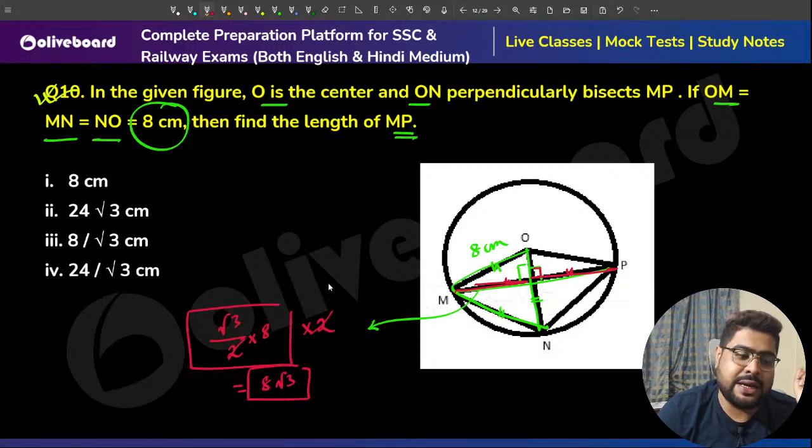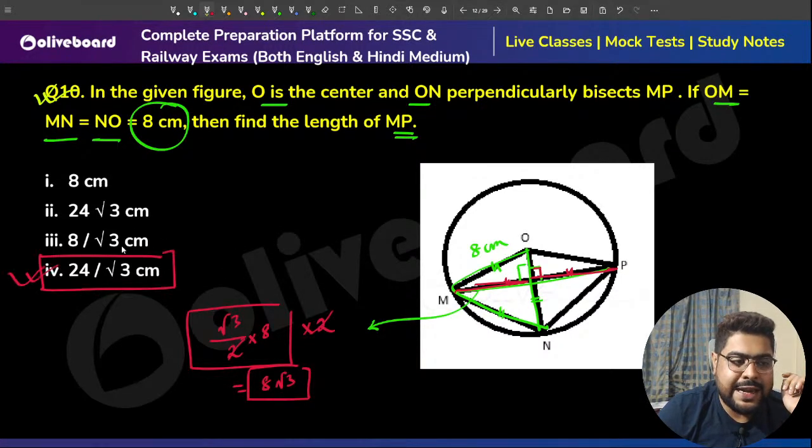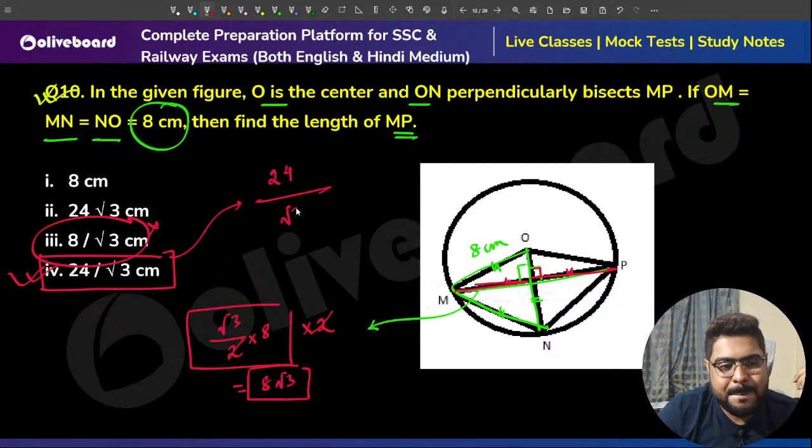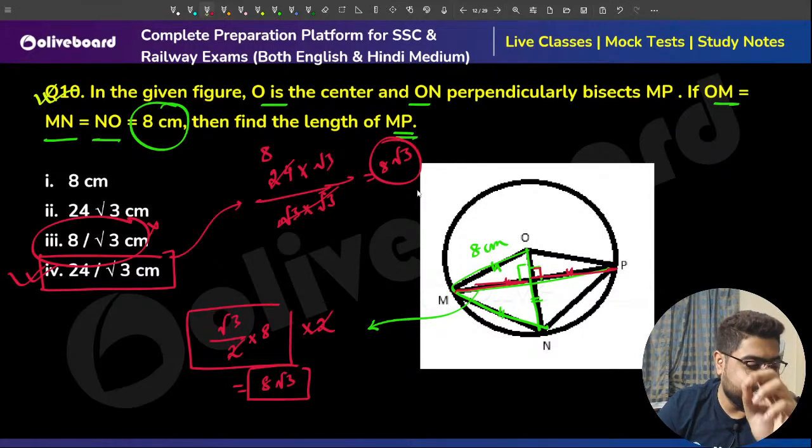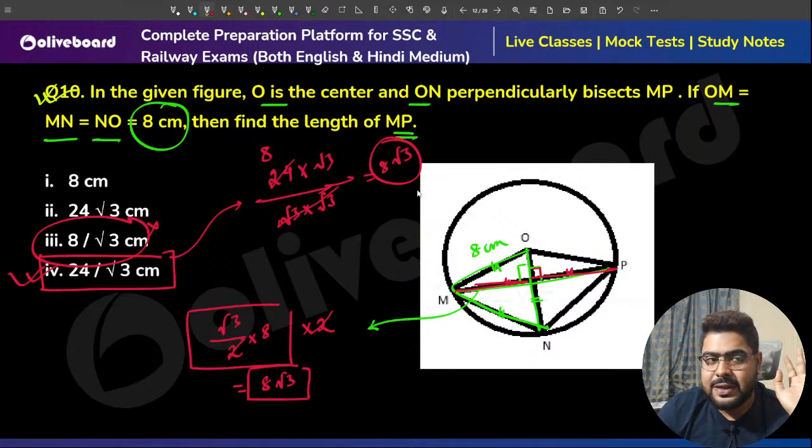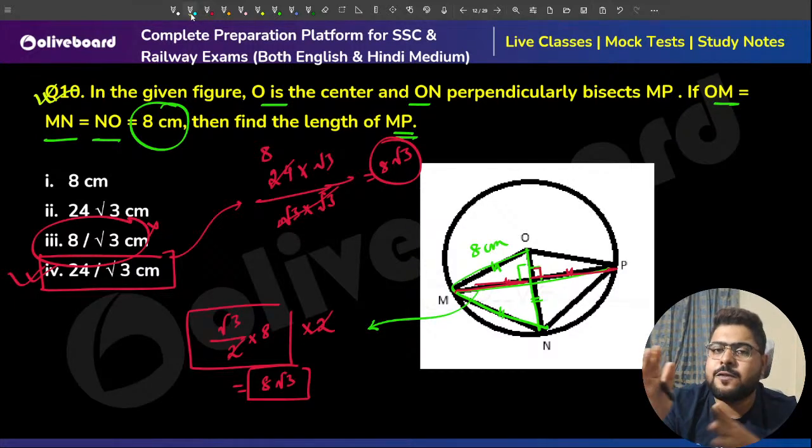The option is option number 4. It is 8 by root 3, do not mark this by mistake. You see 8 root 3. 24 by root 3, if you take and rationalize, root 3 here, root 3 here, so this is 3 eights of this. So it is nothing but your 8 root 3. It's a very, very simple thing, but do not miss it. We tend to miss it when we hurry.